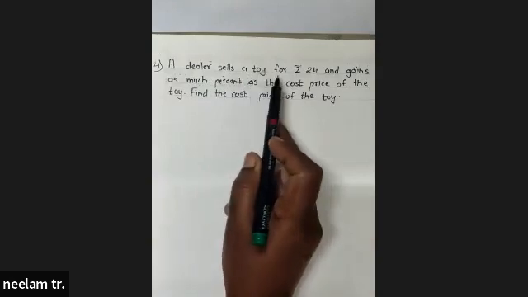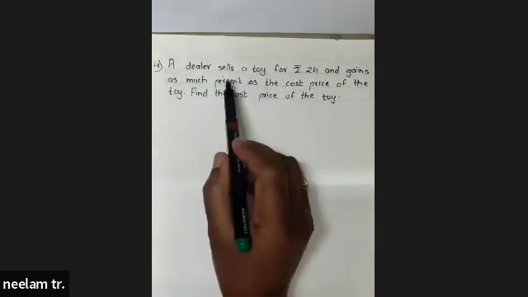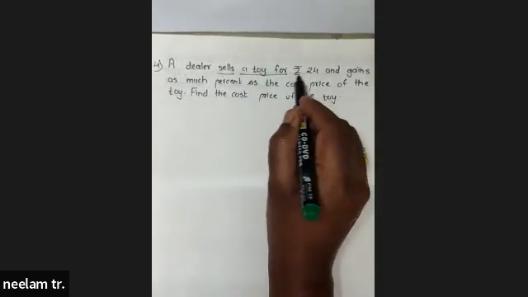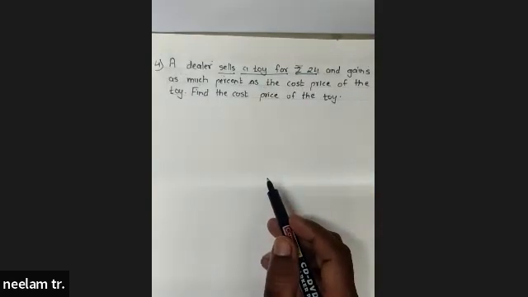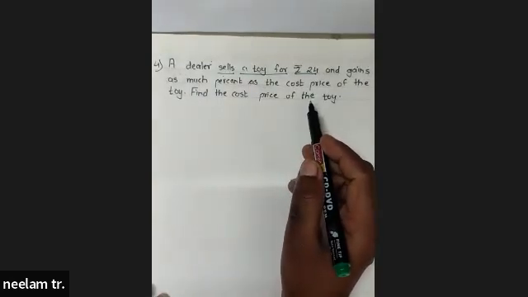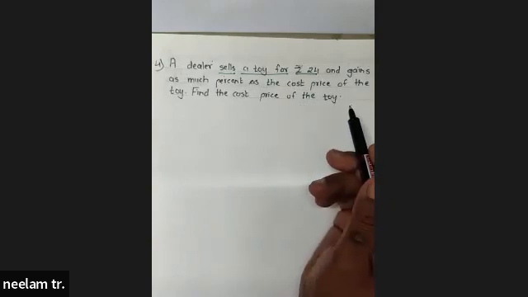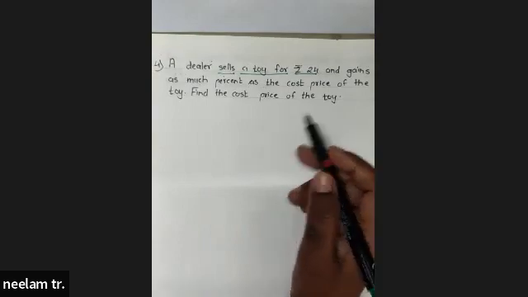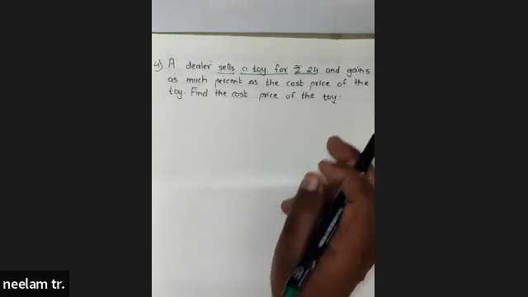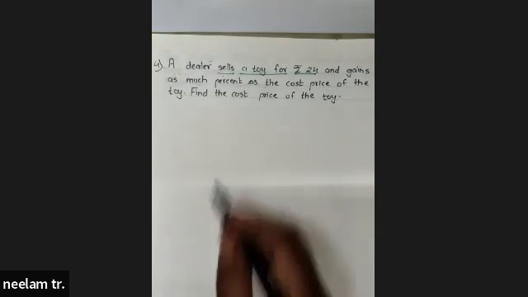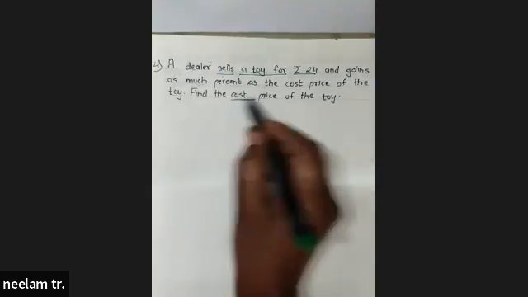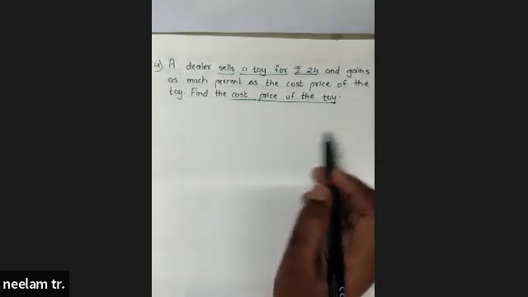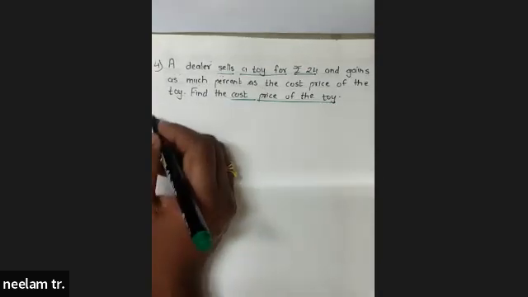A dealer sells a toy for rupees 24. What is the selling price of the toy? Selling price of the toy is 24. If the selling price is 24, the cost price is not mentioned, so we need to consider the cost price as X. In a word problem, we always assume X for the value which we need to find. Find the cost price of the toy. We need to find it now. So we'll take X.